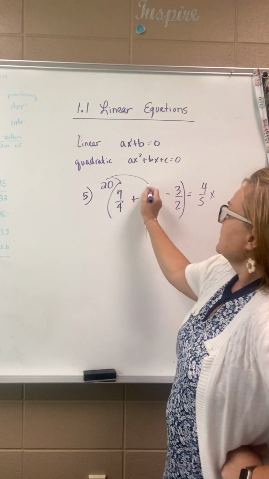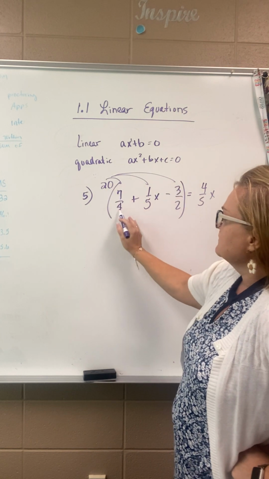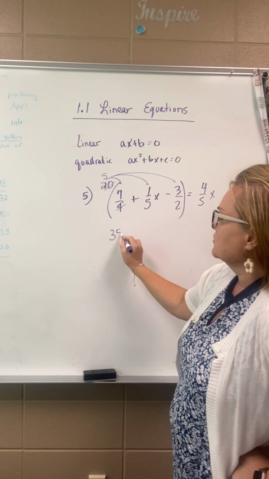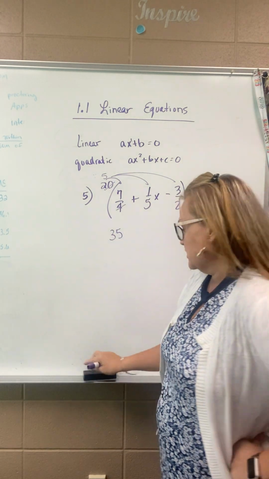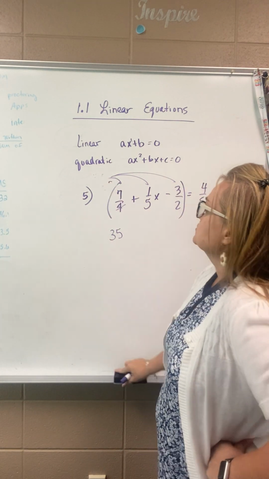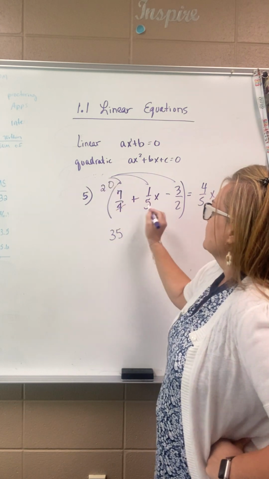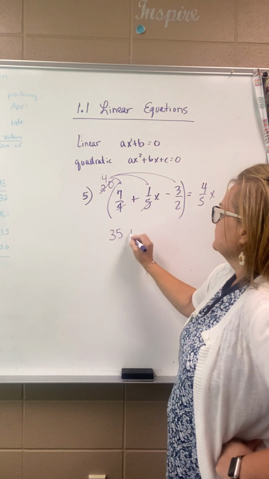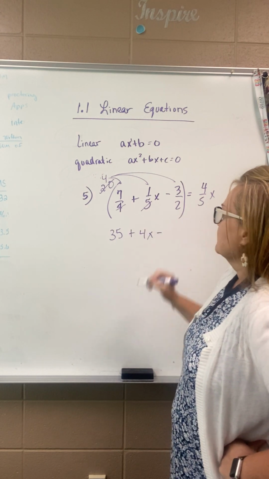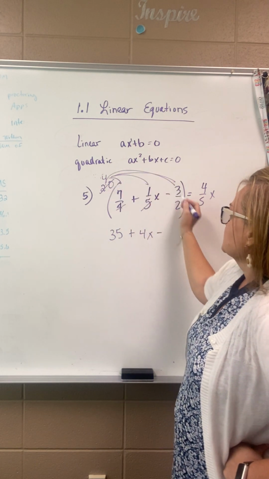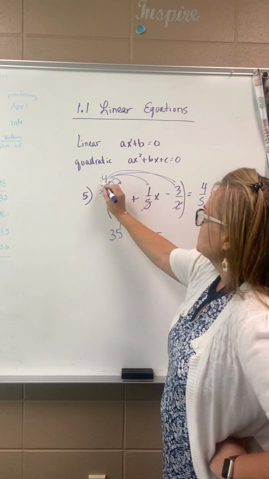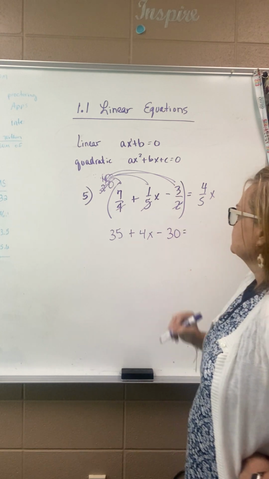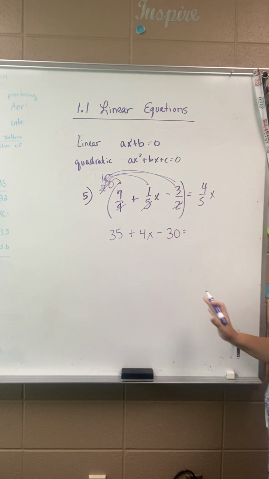So 20 times every term. 20 times 7 fourths, we divide, which is 5, and then multiply what's left, 35. So it's divide, then multiply. Go back to the 20 each time. 5 divided into 20 is 4. 4 times 1, 4x. 20 times 3 halves, 2 into 20 is 10. 10 times 3, 30. Notice no fractions, that's great.